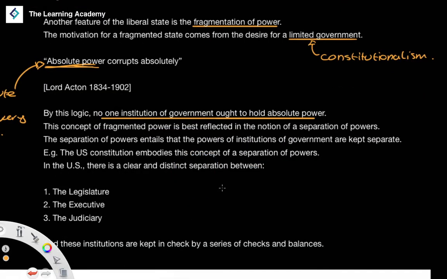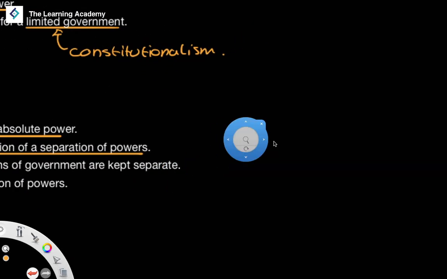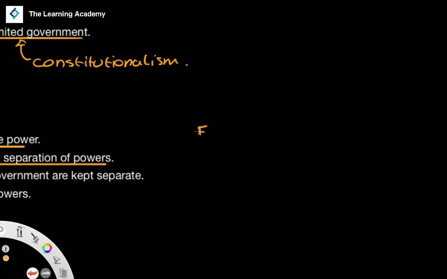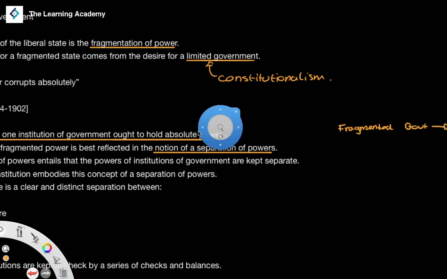So this gives us the concept of the fragmented government, and it's best represented in the notion of the separation of powers. So the concept of fragmented government implies that there ought to be a separation of powers. And so that's what we're talking about here.